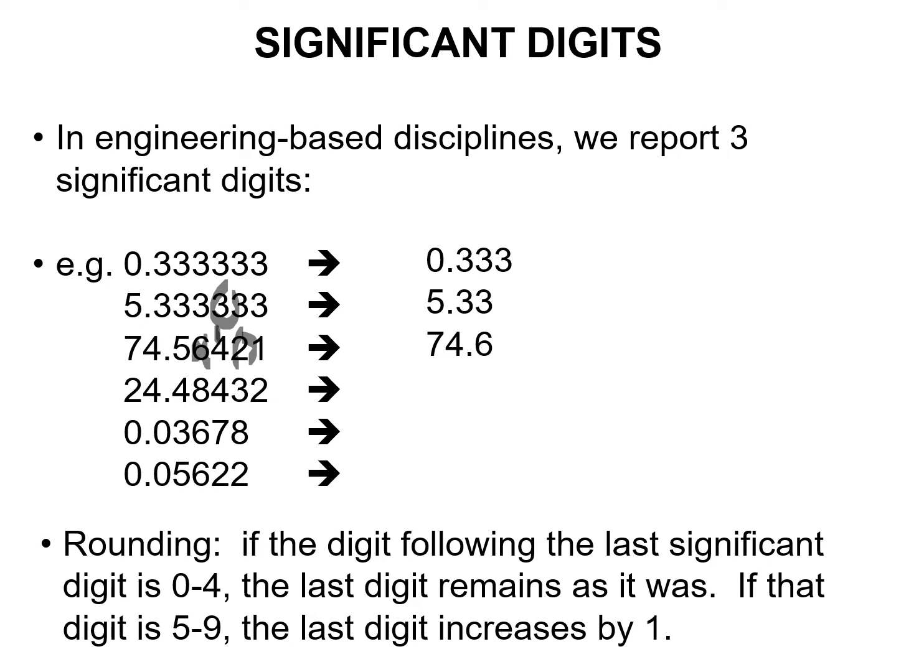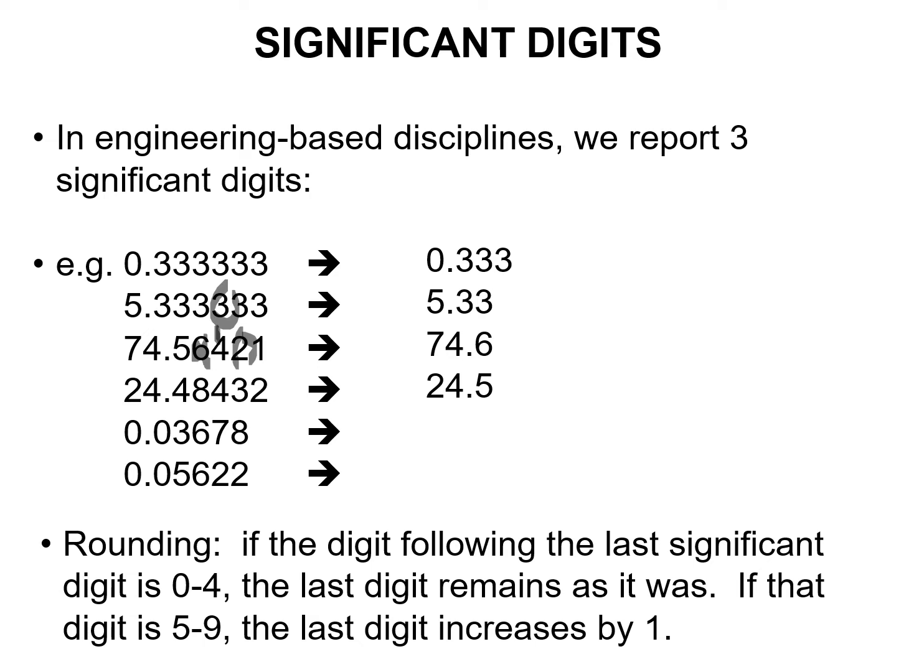So let's look at this next one, 24.48432. Okay, we're reporting to 3 significant digits. After the last significant digit is 8. 4 is where significant digits end. So 8 is greater than 5. So we'd increase that 0.4 to 0.5 and then report 24.5. And this continues on and on and on.